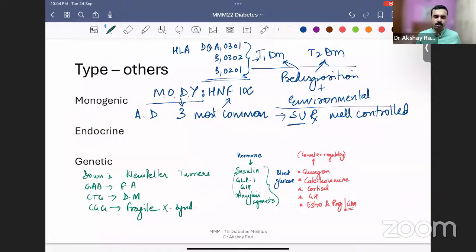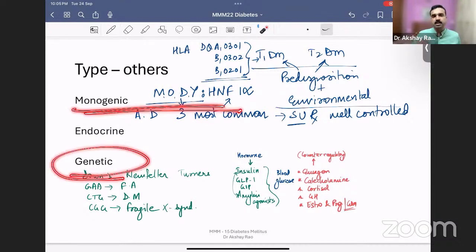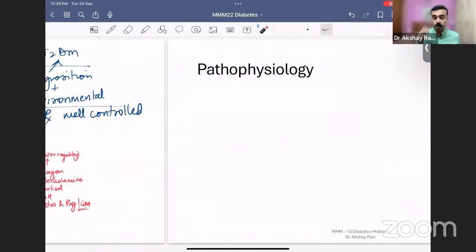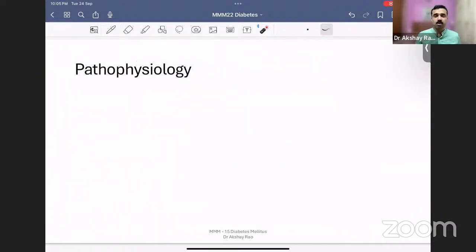Okay, Wolfram syndrome and all. There are several syndromes which have diabetes as a component. Okay, monogenic diabetes is the only problem. In these genetic syndromes, diabetes is part of the overall syndrome. There are other components also. Okay, that's about the types of diabetes, including GDM. GDM I have not gone into, but it is basically because of counter-regulatory hormone excess in the form of the gonadal hormones. That means the estrogen and progesterone. Okay, so pathophysiology, I guess we have covered it.